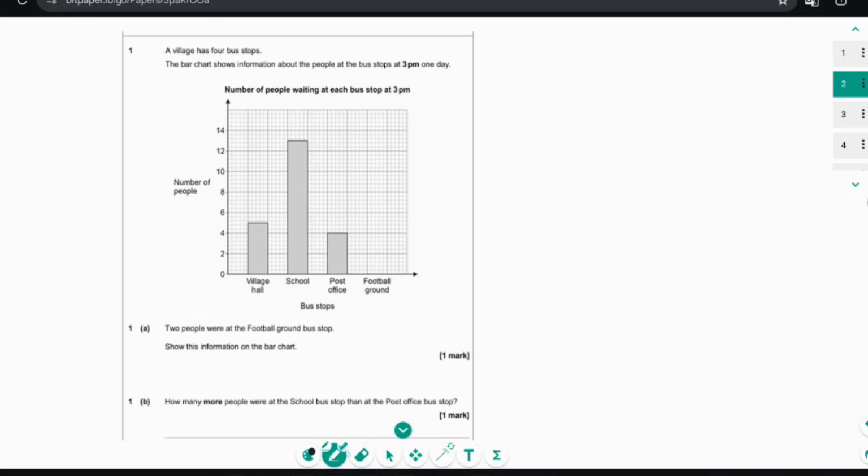Question 1. A village has 4 bus stops. The bar chart shows information about the people at the bus stop at 3 p.m. one day. 2 people at the football ground bus stop show this information on the bar chart. So we need a bar with height 2, drawn with a ruler.